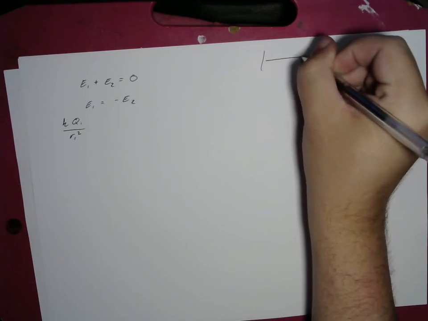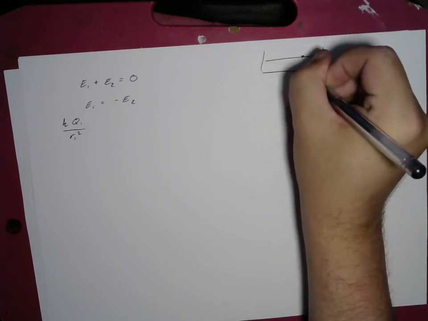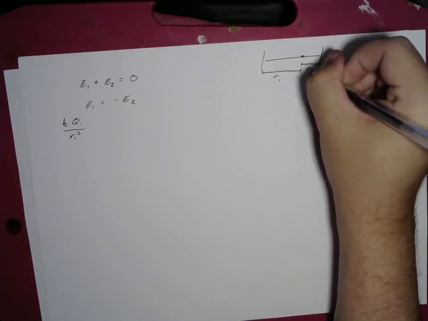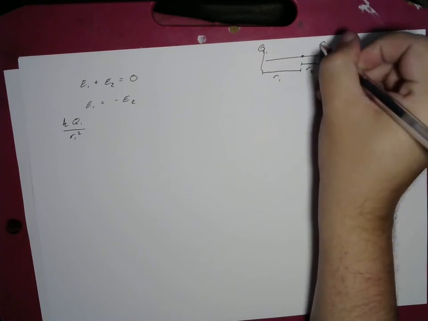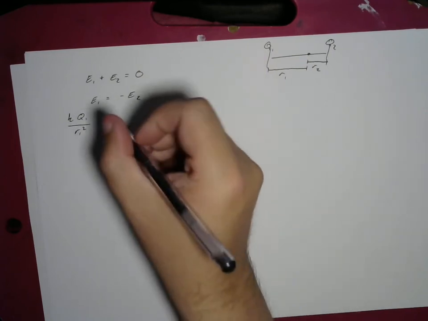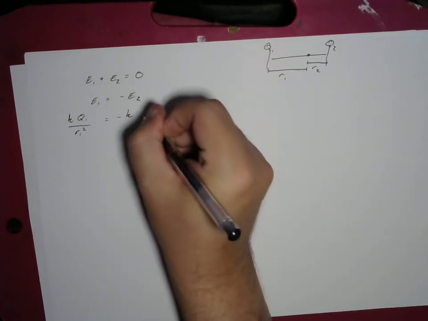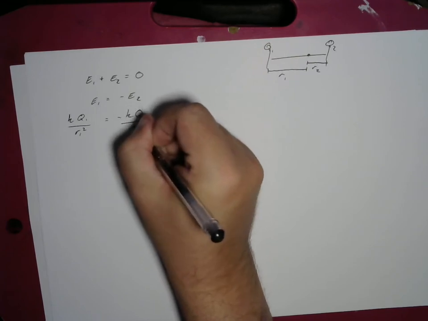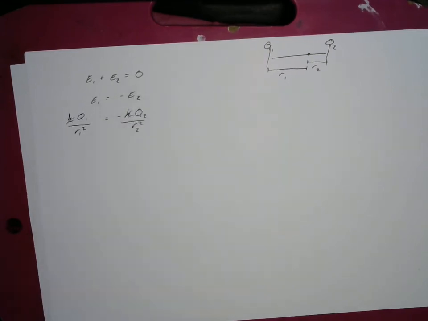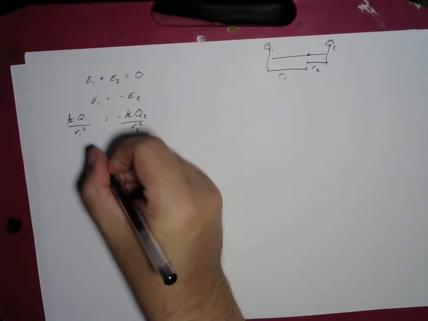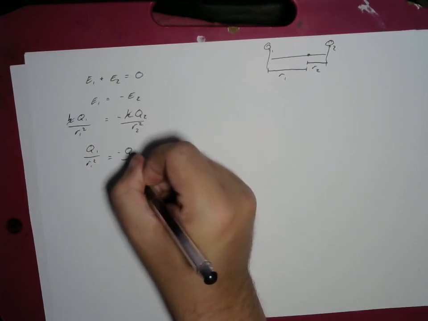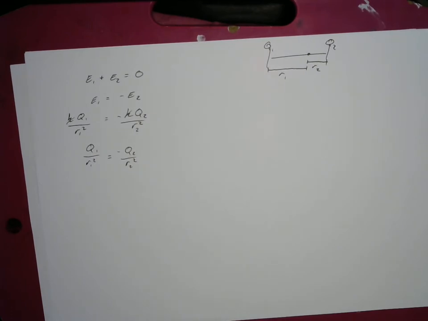Let's draw it so that we've got a way of visualizing it. So this distance here would be radius 1. This distance here would be radius 2. We've got Q1 and Q2. Let me just double check. Yep, good. And that's going to equal negative K Q2 over radius 2 squared. Now the good news is we can see that there's K on both sides. They're going to cancel. That's fantastic. So now we have just Q1 over radius 1 squared equals negative Q2 over radius 2 squared.